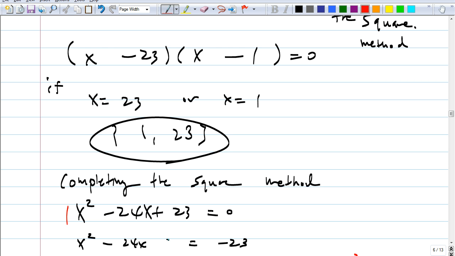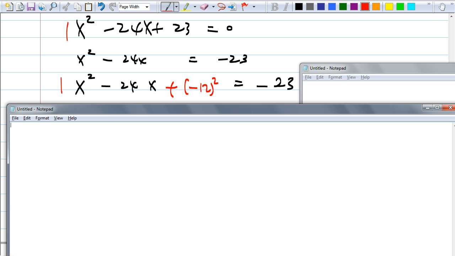So what is b, class, right now? Is it positive 24 or negative 24? Negative 24 over 2, which is negative 12. So I'm going to add that to the left side. So that's what I just did here. I added that b over 2 squared on the left side.